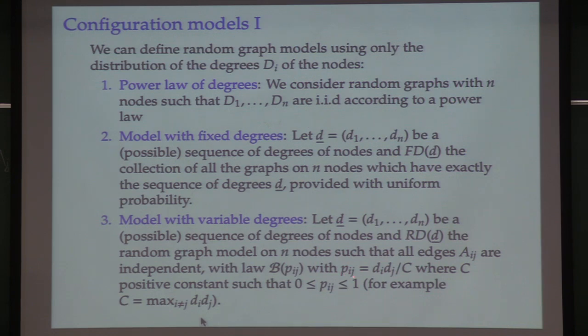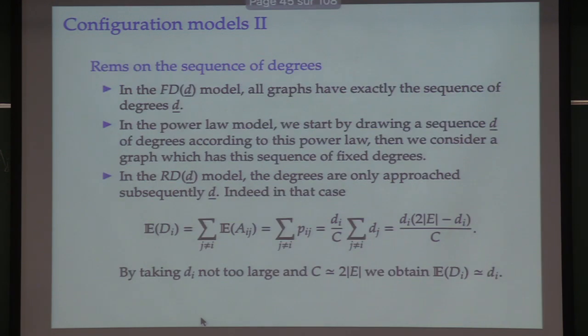So you set Pij to be proportional to the product of the degrees, di times dj. What does it mean? If the degree is large, then you have a larger probability to be connected to the other one. That makes sense. Here you choose C so that the Pij are between 0 and 1, because you need to make them between 0 and 1. For instance, you could take that choice, but you could take other choices. It's up to you. So let's see in practice how it works.